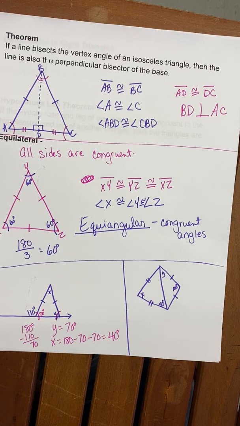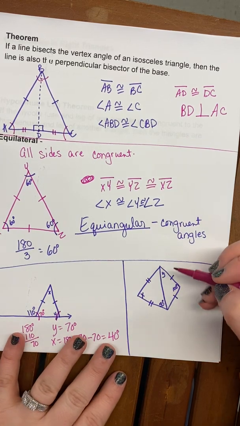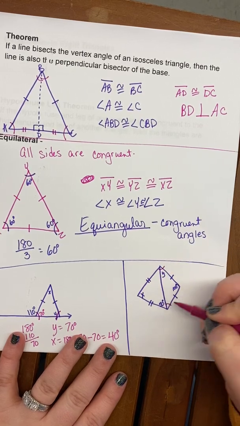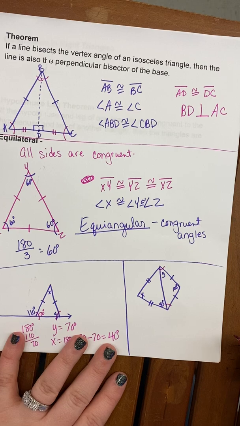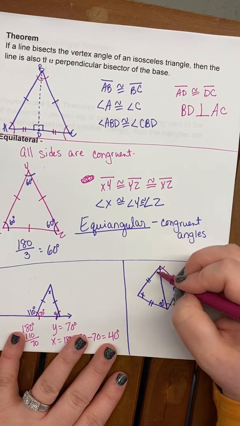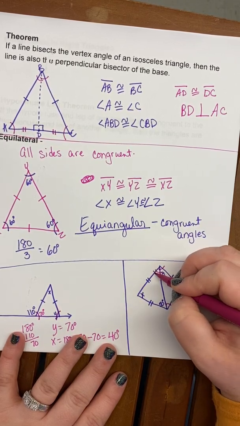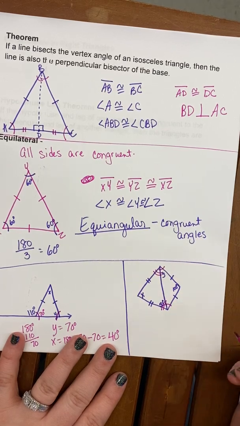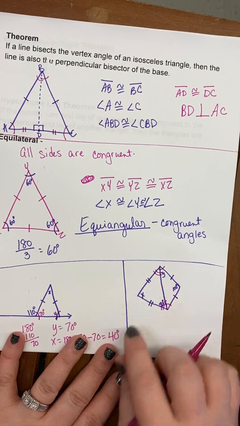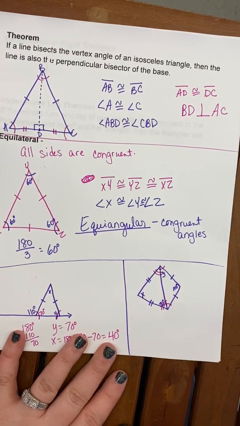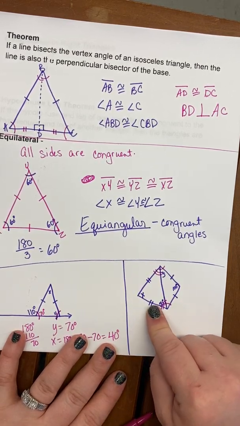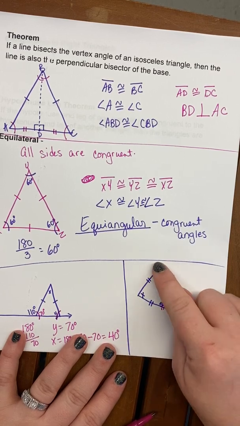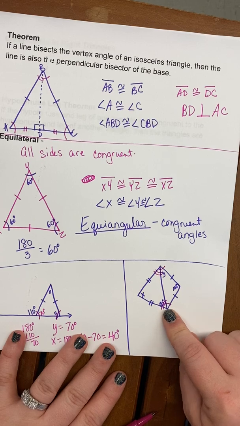Well, first thing I'm going to do is mark what I know. All right, I know that this angle is going to be congruent to this angle because it's an isosceles triangle. Also, this angle is going to be congruent to this angle because this side's an isosceles triangle. Now, this triangle has nothing to do with this triangle except for the fact that they share a side.